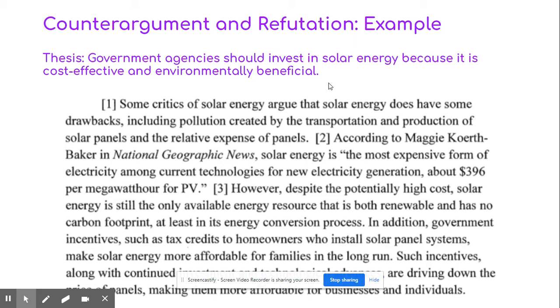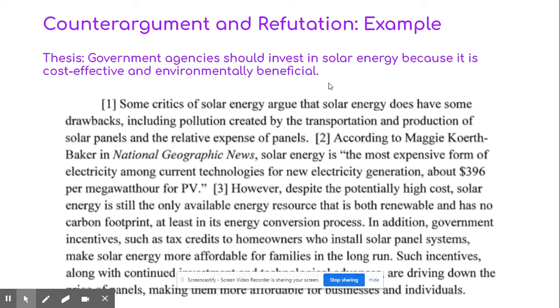So I'll read the paragraph aloud for you. Some critics of solar energy argue that solar energy does have some drawbacks, including pollution created by the transportation and production of solar panels and the relative expense of panels. According to Maggie Koth-Baker in National Geographic News, solar energy is the most expensive form of electricity among current technologies for new electricity generation, about $396 per megawatt hour for PV.